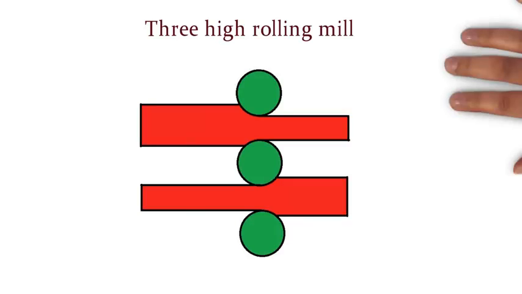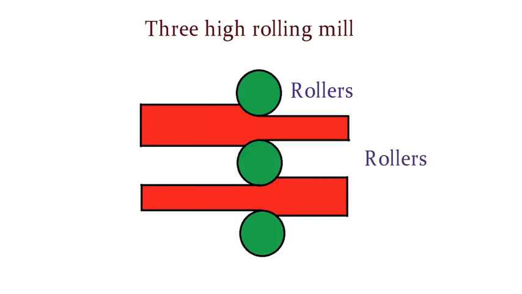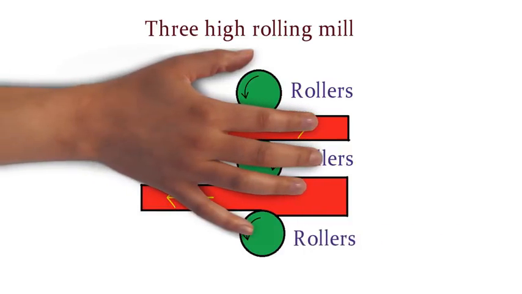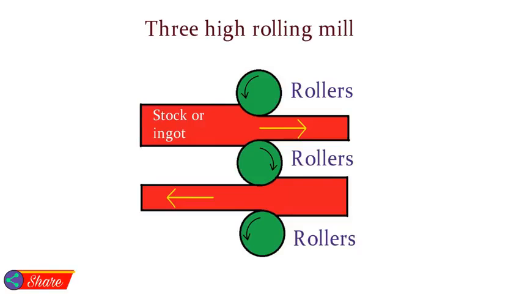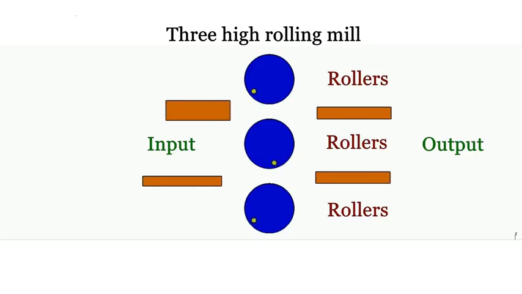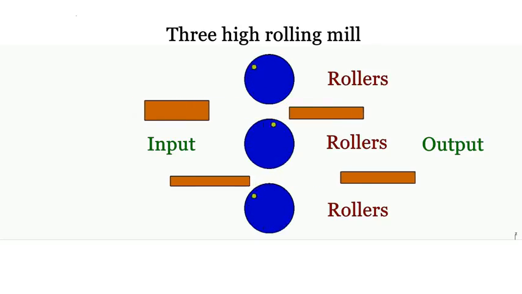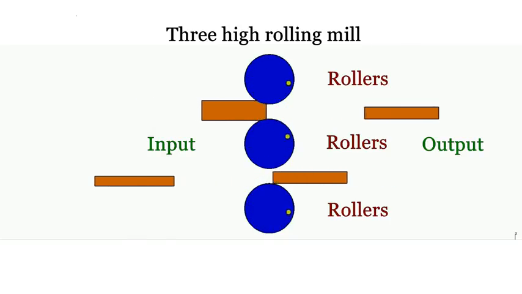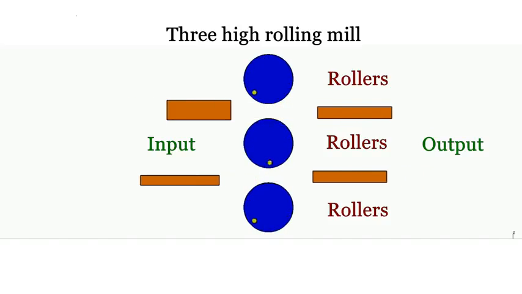The next type of rolling mill is the 3 high rolling mill. In this type of rolling mill, 3 rollers are used one over the other in a vertical line. We can pass the ingot between the first 2 rollers and then the last 2 rollers. Please remember, the direction of rotation of the first and last roller is always the same in this type of rolling mill. This type of arrangement has a higher rate of production than the 2 high rolling mill because we can pass 2 metal stocks at a time.